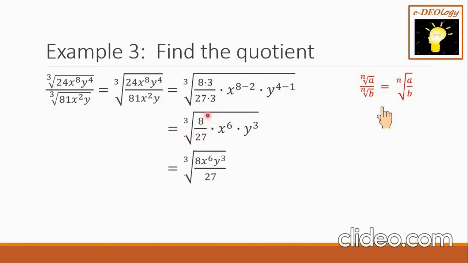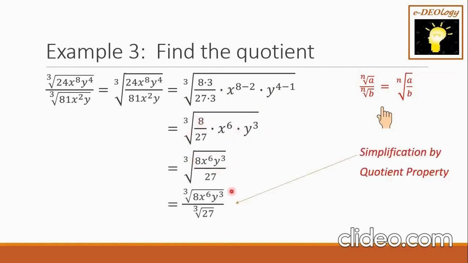The next is we're going to group together this 8x to the 6 and the y cube, and put them all in the numerator. The next step is we're now going to simplify by quotient property. It means we're going to distribute this radical sign, the cube root, into the numerator and in the denominator.